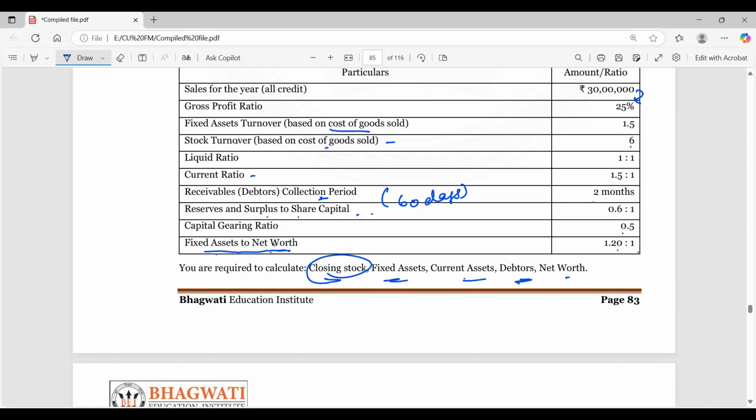What is the amount of debtors? How much? Did everyone get 5 lakh for debtors? Got it? Debtors 5 lakh.